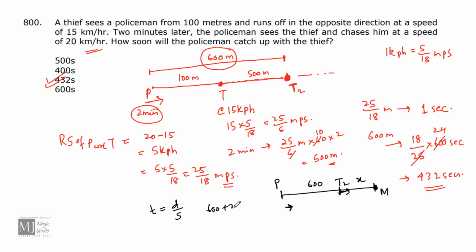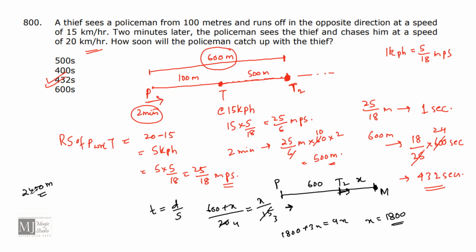Then we can say 600 plus X by speed of P, 20, equals X by speed of thief, 15. We can use kph because this will be cancelled out in the ratio. This is 3, this is 4. 1800 plus 3x is 4x. So we get x equals 1800. That means total distance traveled by P is 1800 plus 600, that is 2400 meters.